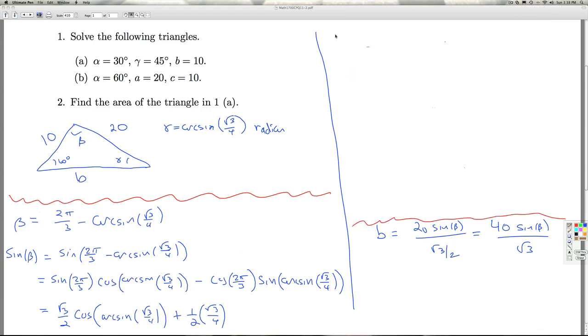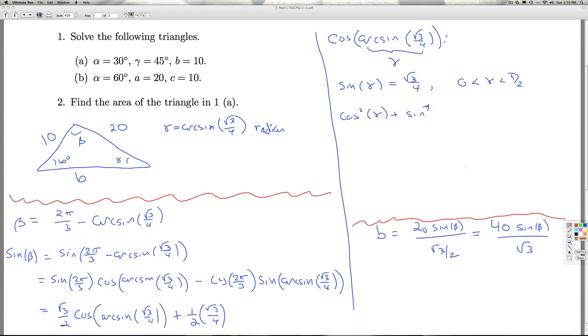Alright, so let's go up here and figure out what the cosine of the arc sine of radical 3 over 4 is equal to. I'm going to call that gamma because that's what that is. I want to find the cosine of gamma. I know that the sine of gamma is radical 3 over 4, and I know gamma is an acute angle. Okay, so I know cosine squared of gamma plus sine squared of gamma is 1.